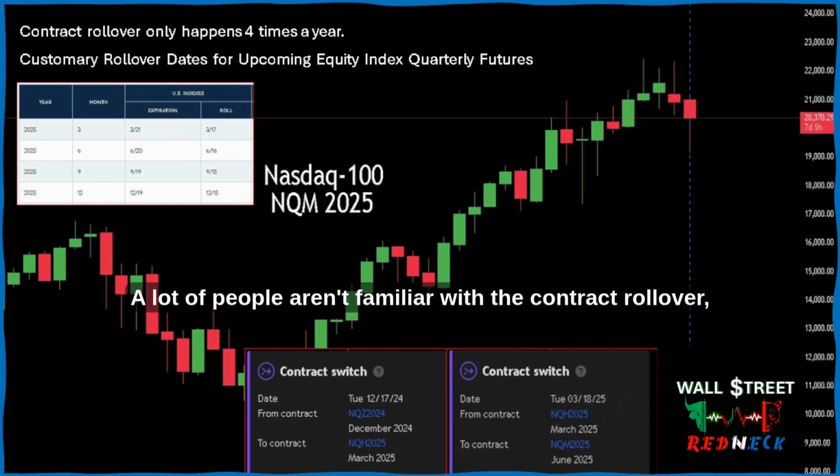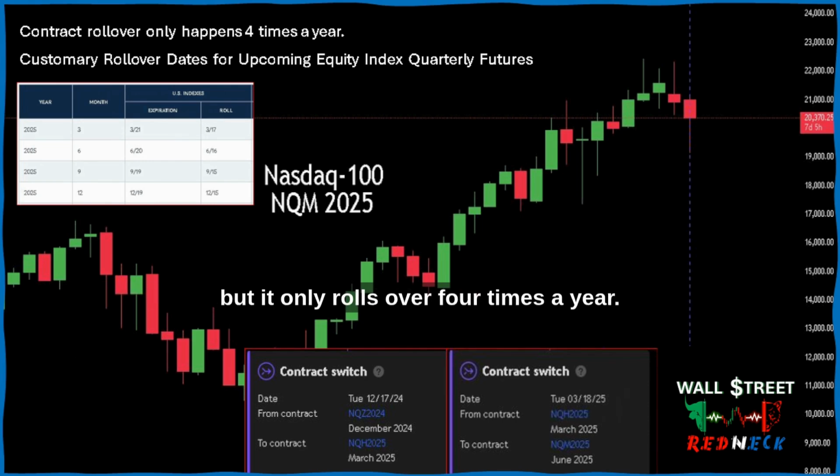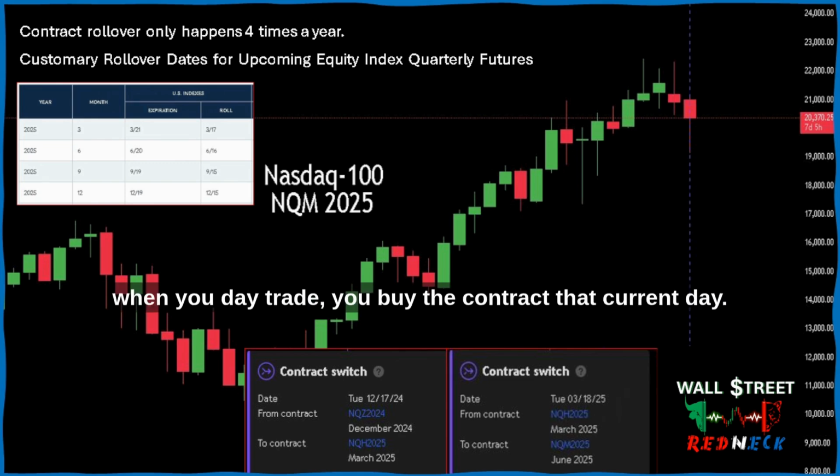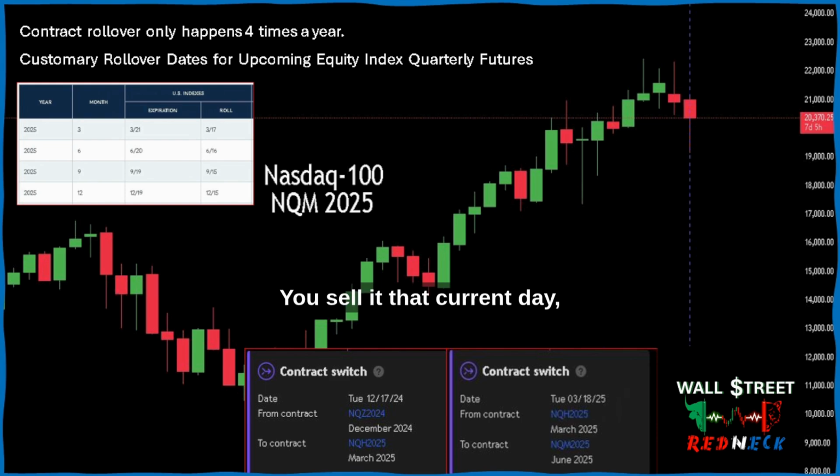A lot of people aren't familiar with the contract rollover, but it only rolls over 4 times a year. Now, that's not important when we day trade, but it is important to know which contracts expire and what times. So, to give you an idea, when you day trade, you buy the contract that current day, you sell it that current day, and you're not worried about an expiration.